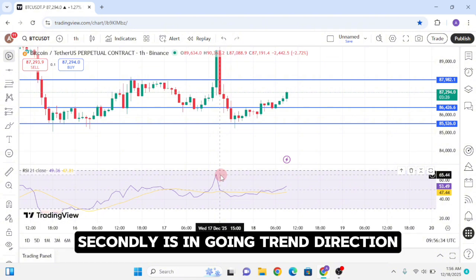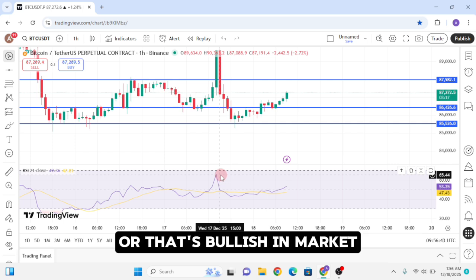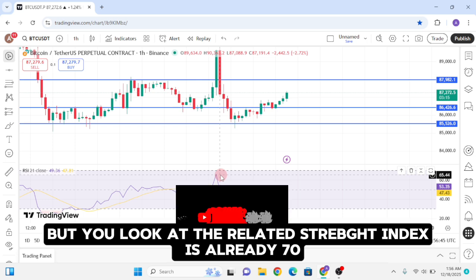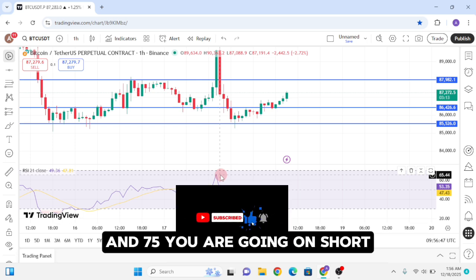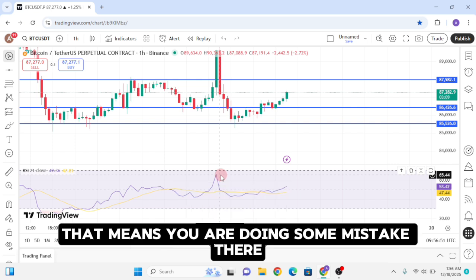So secondly is ignoring trend direction. You have to always follow the direction. If you see the direction is long or bullish in the market, but you look at the relative strength index and it's already 70 or 75, and you go short without confirmation of a bearish candle, that means you are making a mistake there.